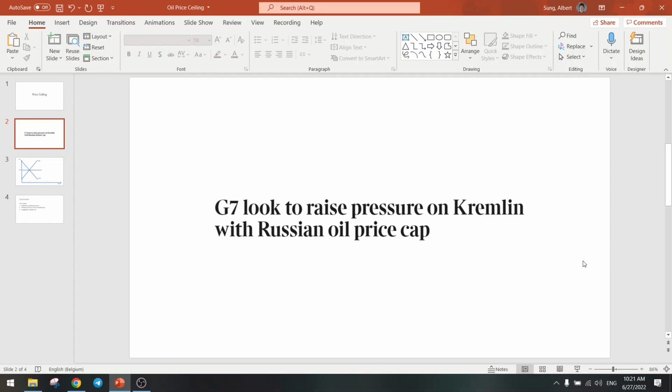So recently they were trying to pressure the Kremlin, and that's the G7. They wanted to put an oil price cap on Russian oil. And why are they doing this? They want to weaken Russia, because if you can't sell oil, then you will have less funds. Okay. And I will illustrate this with the demand and supply curve. And this will effectively weaken Russia.